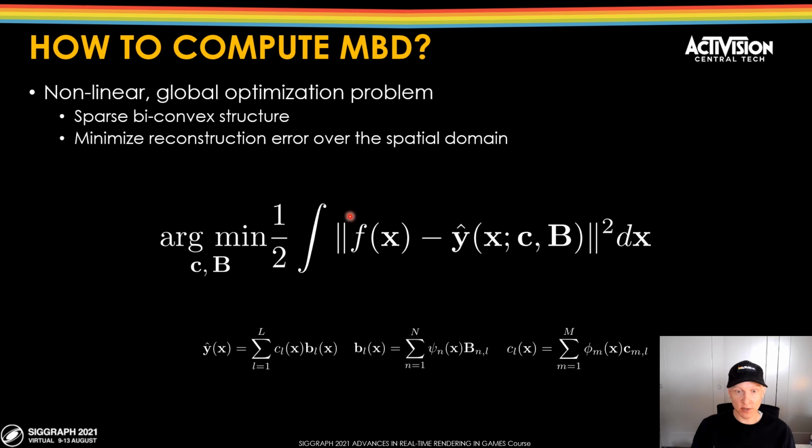And the error is measured as the square norm of the difference between the target and the approximation. Now, even though this is a global optimization problem, it has a really sparse biconvex structure. And that helps when we are solving the problem numerically. And the sparsity comes from the fact that the basis kernels and the coefficient kernels, if they have compact support, they only overlap with a few neighbors instead of all other possible kernels over the space. And that's what introduces the sparsity. And that's a key property when you're picking the kernels.